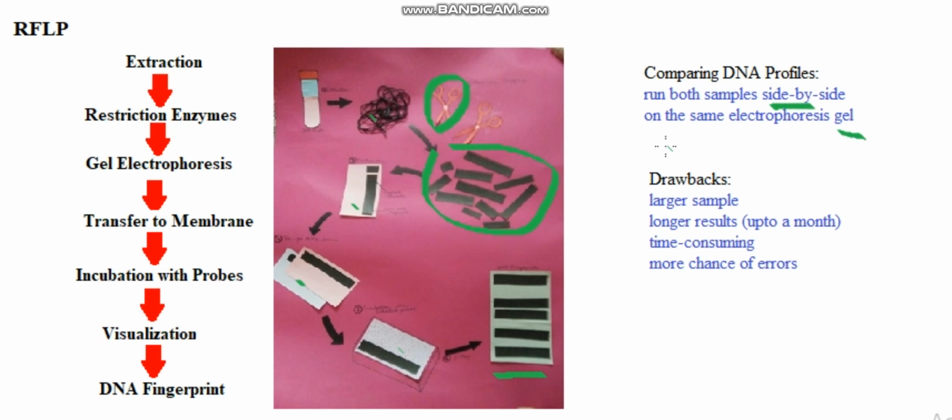The RFLP procedure isn't that reliable, so we've replaced it with other techniques. The reason for that is that we need a larger sample and the results take a lot longer, even up to a month. It is a very time consuming process and there is a higher chance of errors.